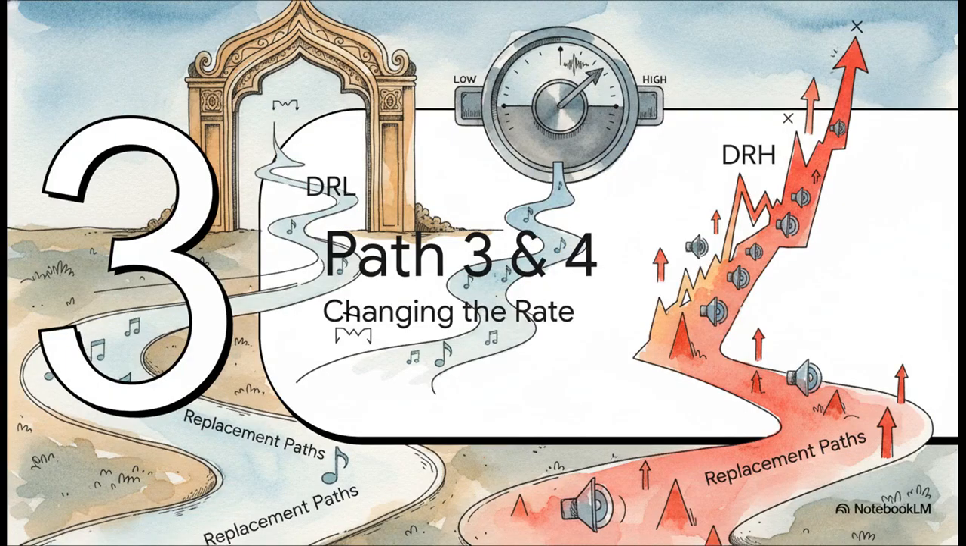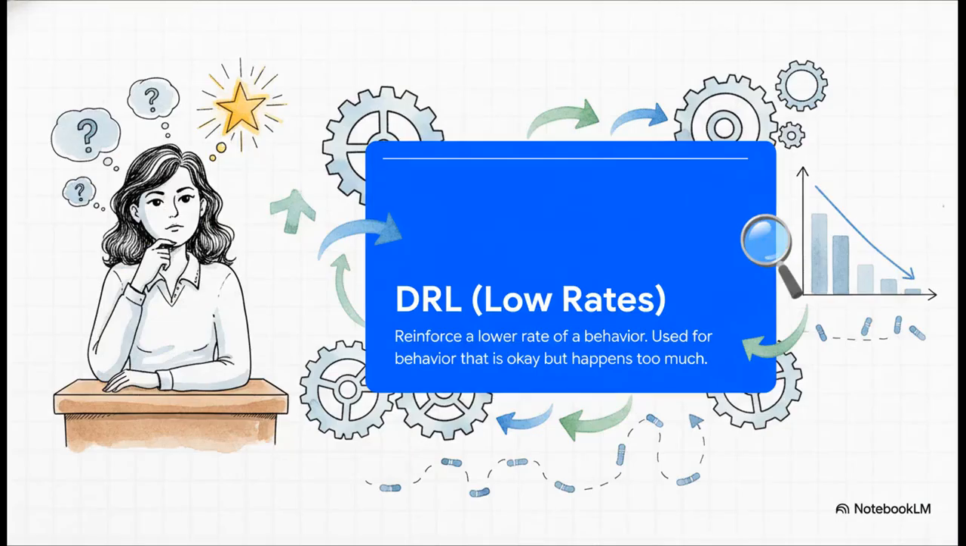Okay, our tour is moving right along. We're leaving the replacement roads, and now we're hopping on the rate-changing highways. These are your volume controls. You use DRL and DRH when the behavior itself is fine, but the frequency of it is either too high or too low. First up, DRL. This is your go-to when a behavior is totally okay, but it's just happening way too much. Think about a student who raises their hand for every single question. You don't want them to stop participating, you just want to lower the rate a bit. DRL is the perfect tool for that.